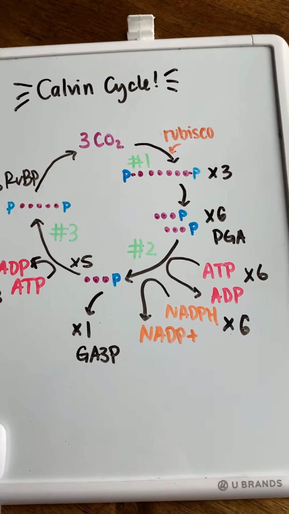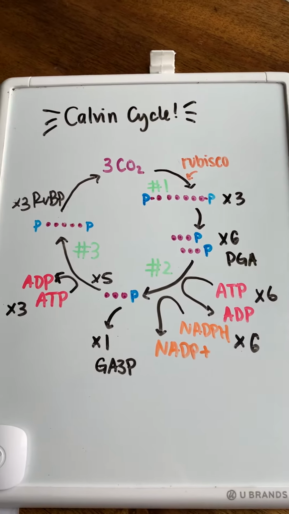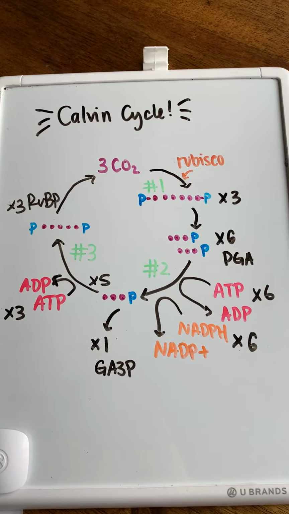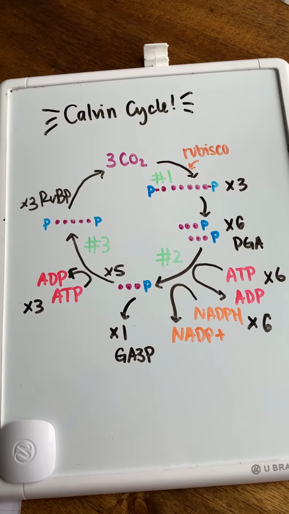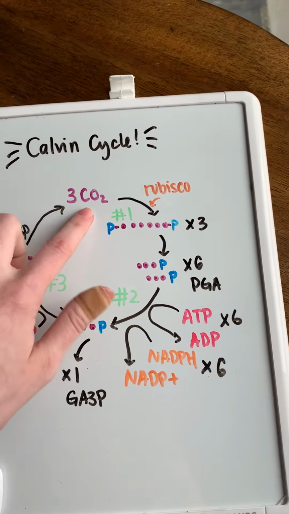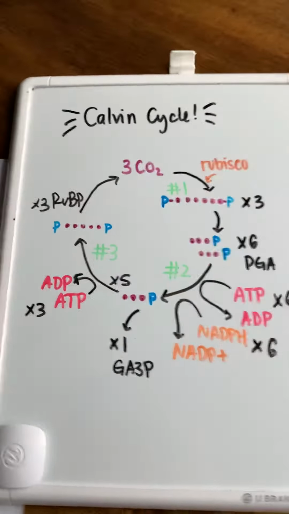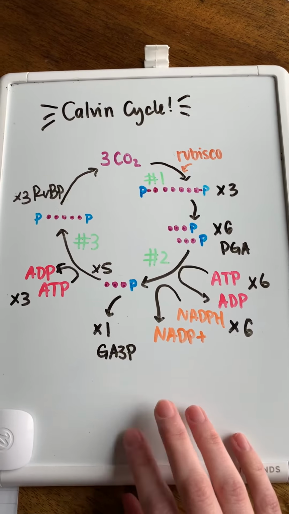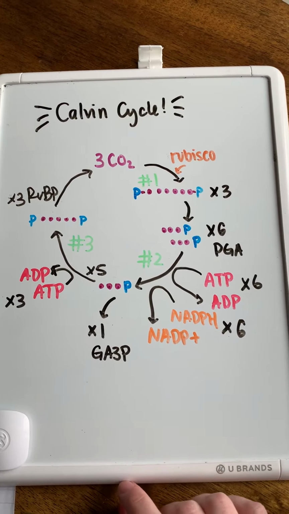So the Calvin cycle is our second overall stage in photosynthesis. It's the light-independent reaction, meaning that it does not need light to work. It actually will have 3 CO2 coming in. It will leave as the ingredients to cook up some glucose.